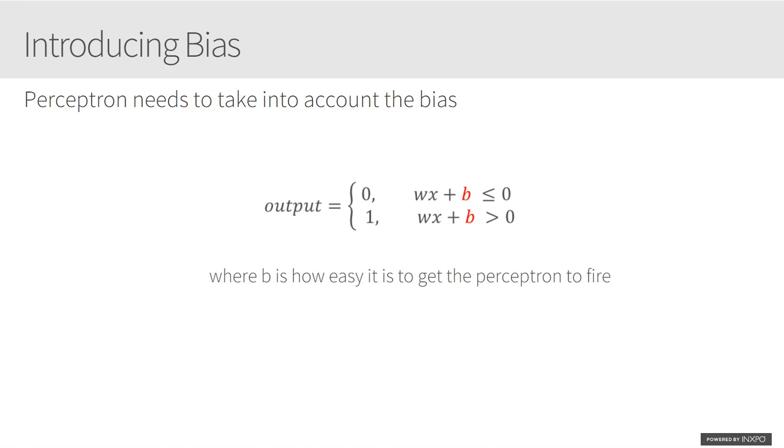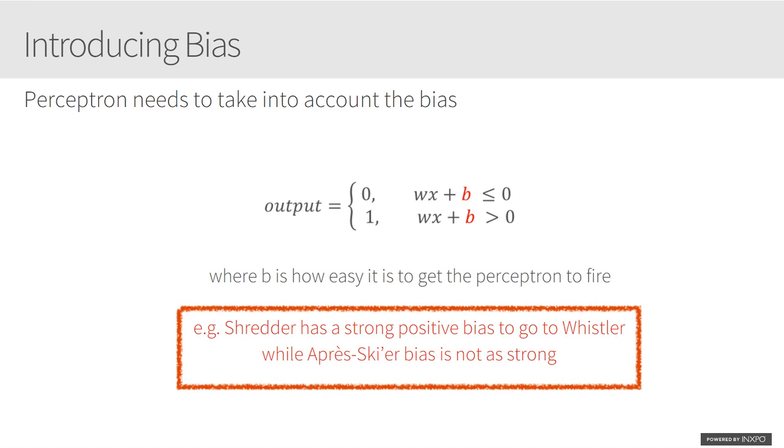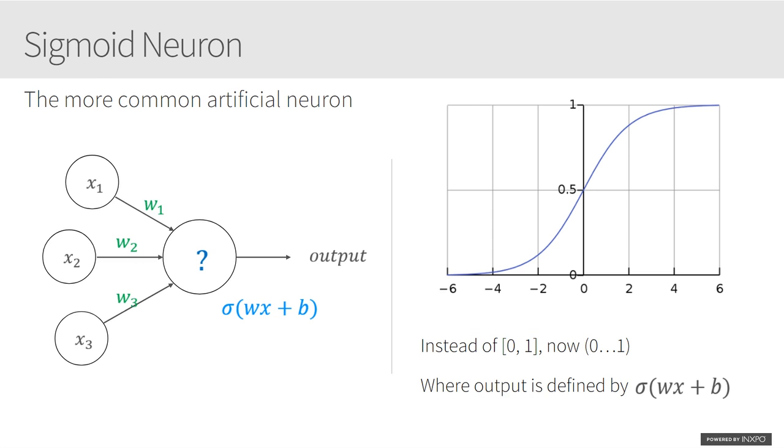and various weights. One other important concept is that the Perceptron also needs to take into account bias. So instead of just being W times X, it's actually W times X plus B, B being the bias. For example, a shredder has a strong bias to go to Whistler, while the après skier, not so much. So that's the quick call out.